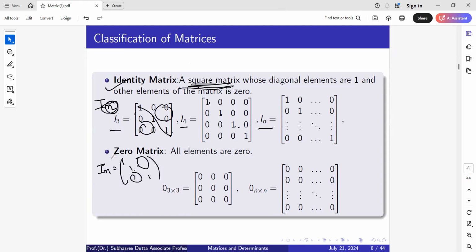Similarly, what is a zero matrix? A zero matrix is when all the elements are 0. There is no element except 0. Then it's called a zero matrix. So a zero matrix is also a square matrix, and a 3 cross 3 zero matrix means all the rows and all the columns are 0.